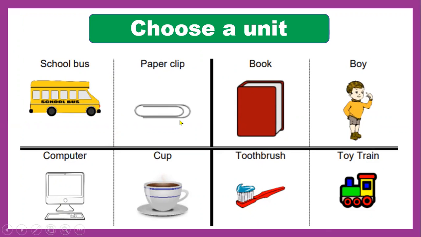The paper clip is a light object, so you're going to use grams. Look at the book. The book can be heavy, okay? So it will be kilograms. The boy is also heavy, kilograms. Computer in kilograms. Cup, we have one cup, so you will choose a unit of gram. Look at the toothbrush, it's a light object, you have to use gram. Look at the toy train, okay, it's not a real train, it's a toy train, so you have to use gram.